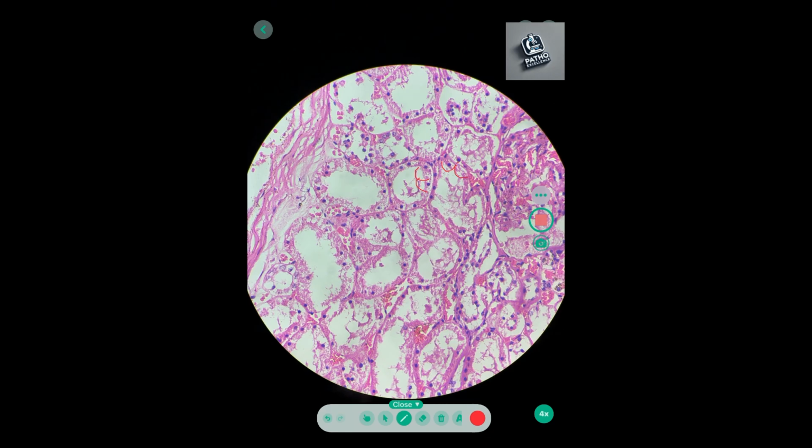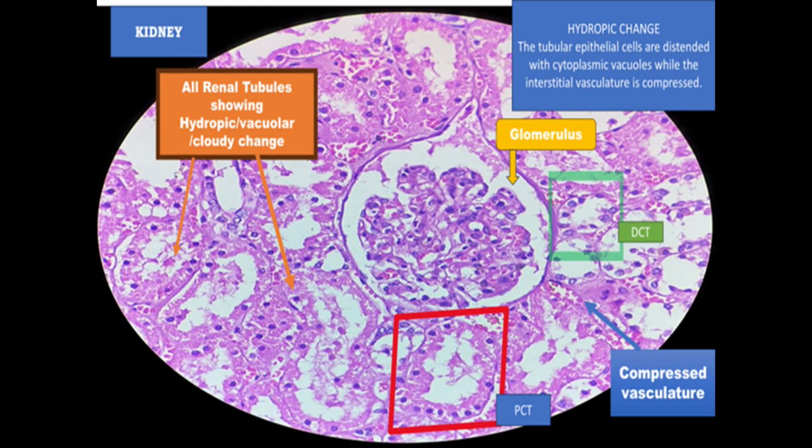And this injury is reversible because here you can see these nuclei are normal in appearance. So nuclei are not damaged. So if injury is stopped, then these cells can be revived and injury is reversible. So that is how you can identify cloudy and hydropic change under the microscope in the kidney section.